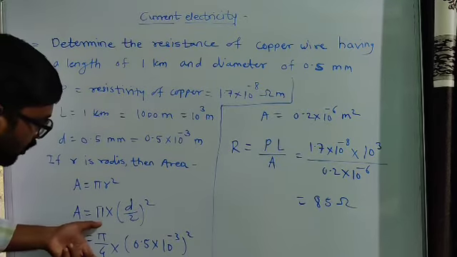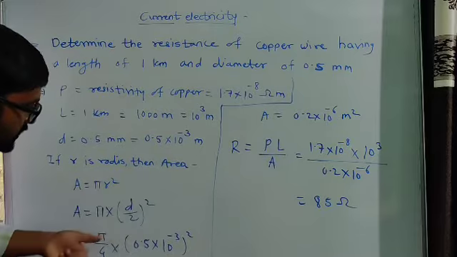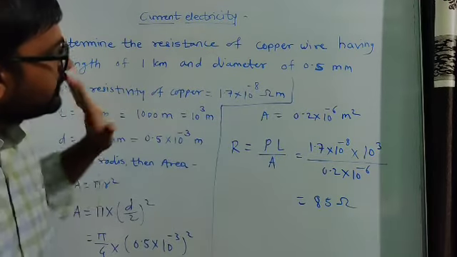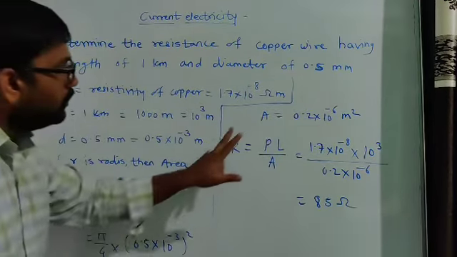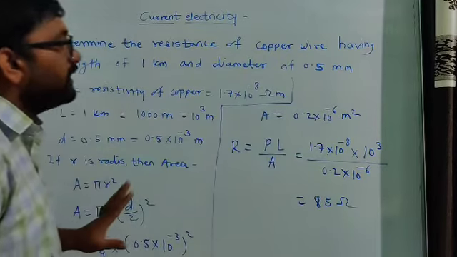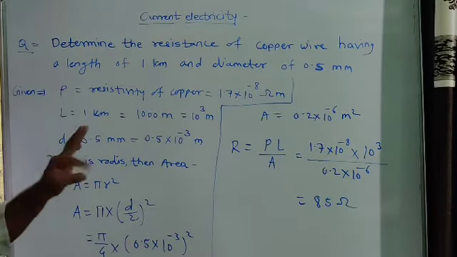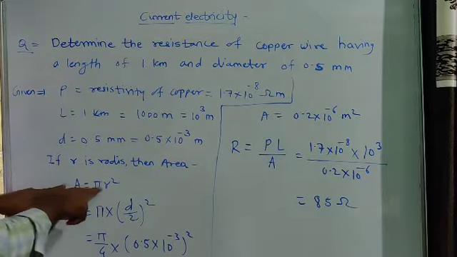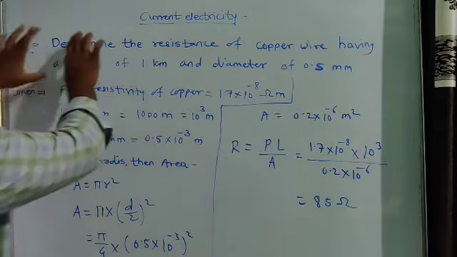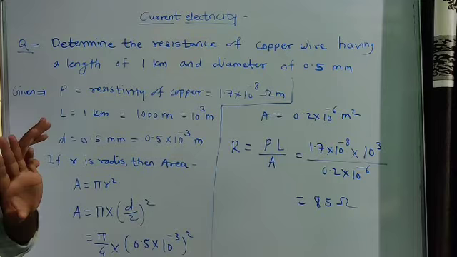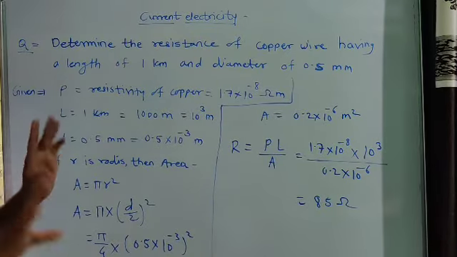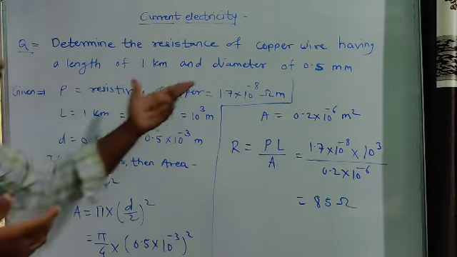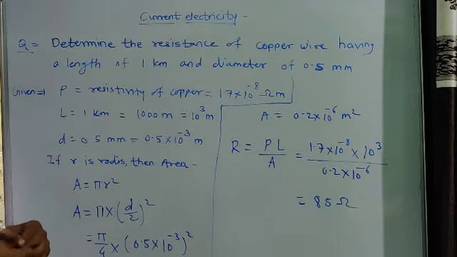If we put the value of 3.14 and square it, we will get the final area equal to 0.2 into 10 raised to minus 6 meter square. Look at how we find the area. That is the important point here. We know the formula of area is pi r square, but in this problem the radius is not given. What is given is the diameter, so we can use the diameter to find the radius.